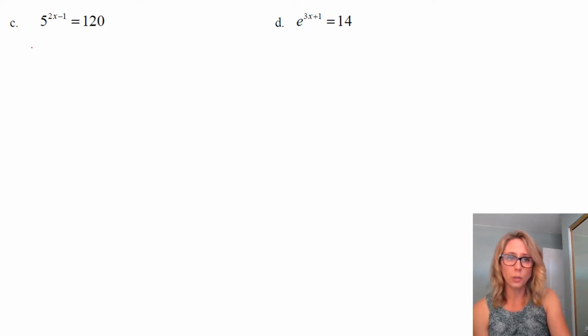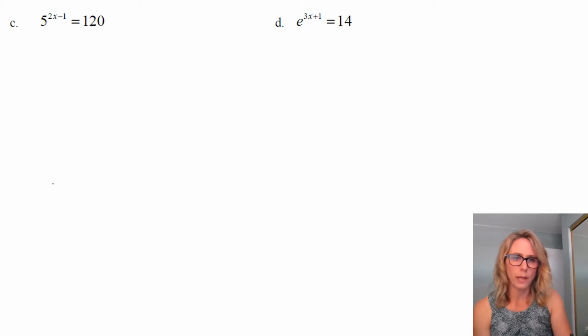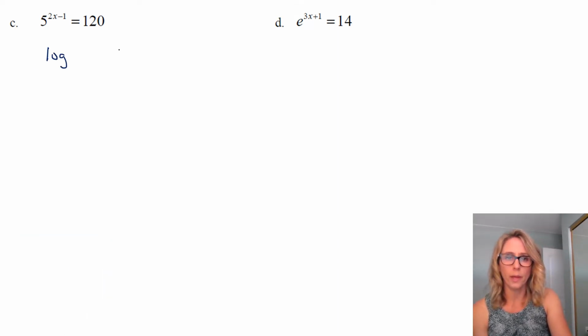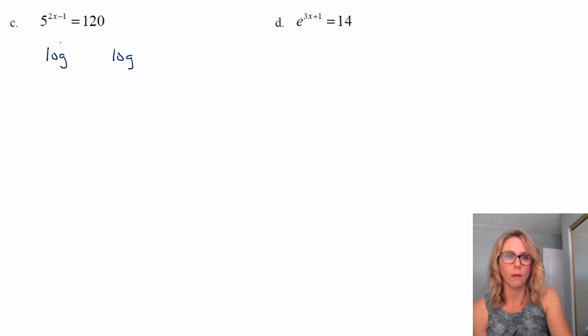I am going to actually do the same thing here. So I'm going to take the log of both sides. Even if you don't know the first step, if you want to pause it at some point, just continue on whenever you get to the point where you think, oh yeah, I can do it from here. So we have 5 to the 2x minus 1, and then I have the 120 on this side. So I'm using log again.